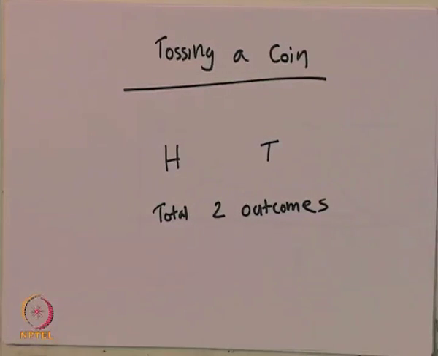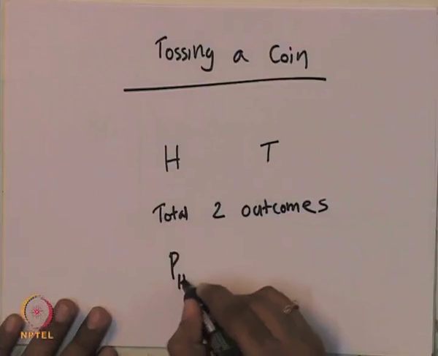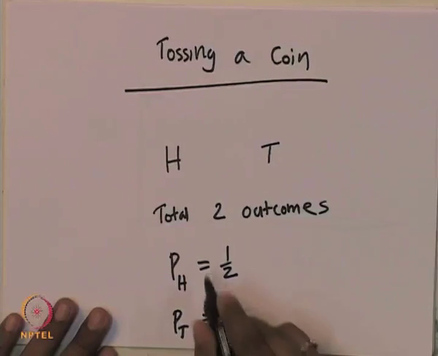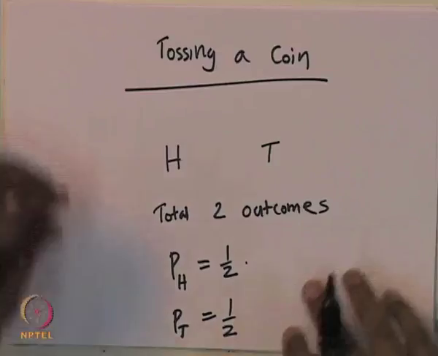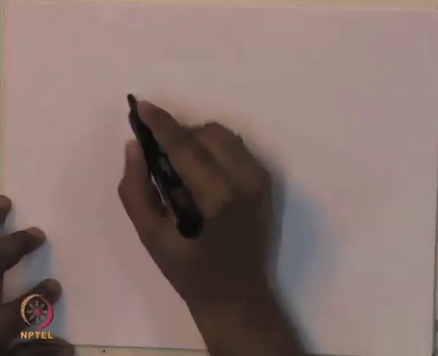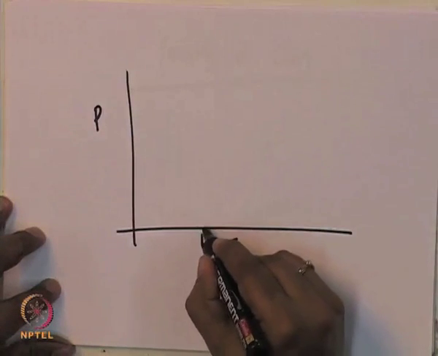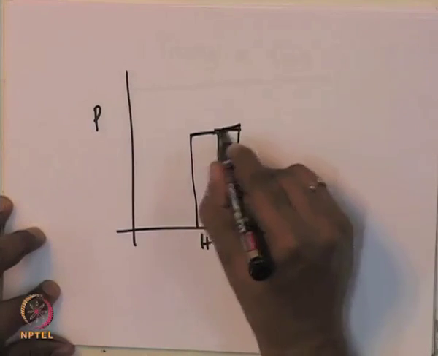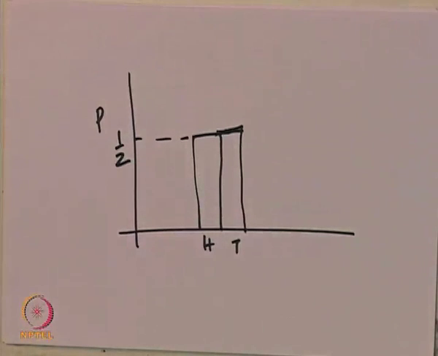Now, both of them are equally probable. That means half of the time it will be head, half of the time tail. So, the probability of finding head, the first outcome, is half, and the probability of finding the second outcome is half. These are equally likely, so head and tail have equal probabilities. If you have a histogram of head and tail, the probability of getting head will be half, and the probability of getting tail will also be half. So, we can call it uniform. This is an example of a uniform distribution.